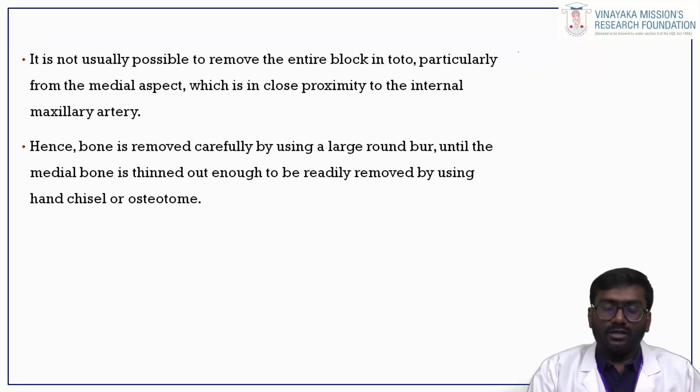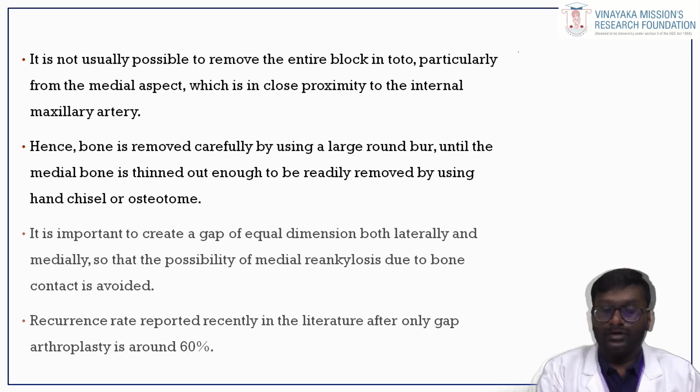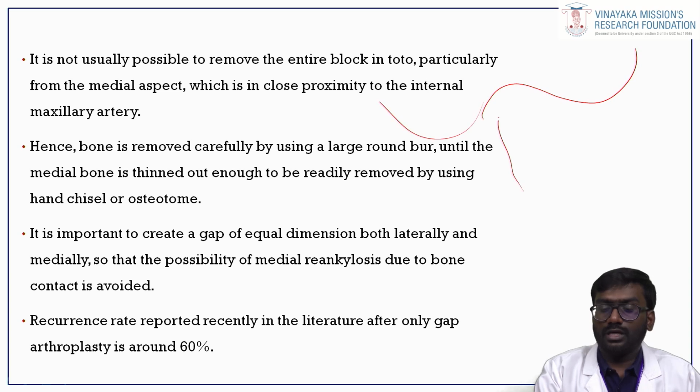So it is very difficult to remove the entire ankylotic mass in a single piece. In scenarios like in the preoperative radiographs, if you have noted that the maxillary artery is entrapped within the ankylotic mass, then you will have to go for cutting the ankylotic mass into pieces. Do not take it in toto. So first, you have the fossa, you have the condyle, you have the bony bridge.